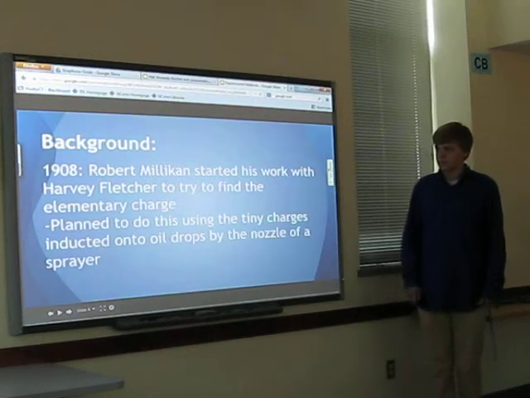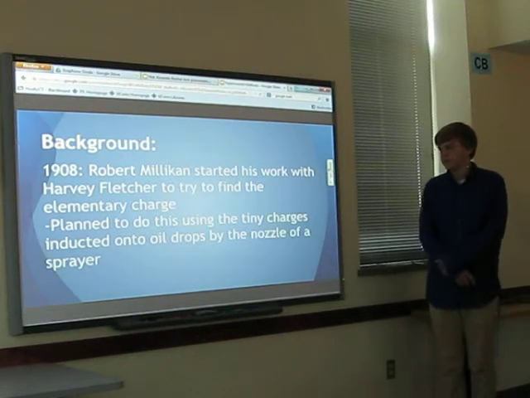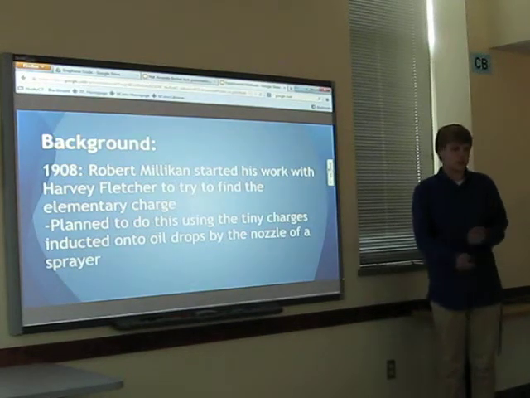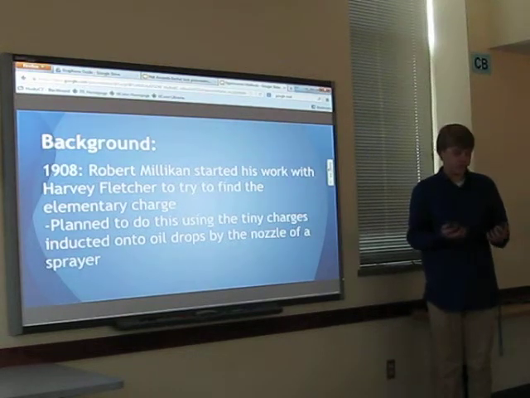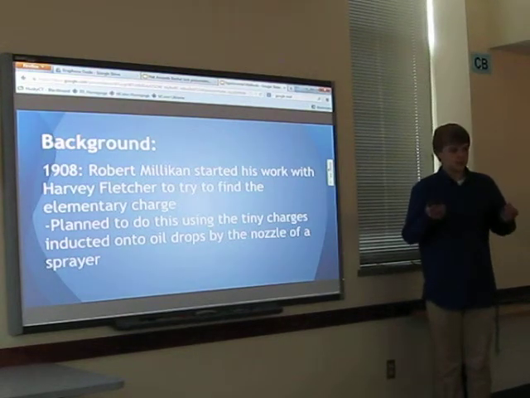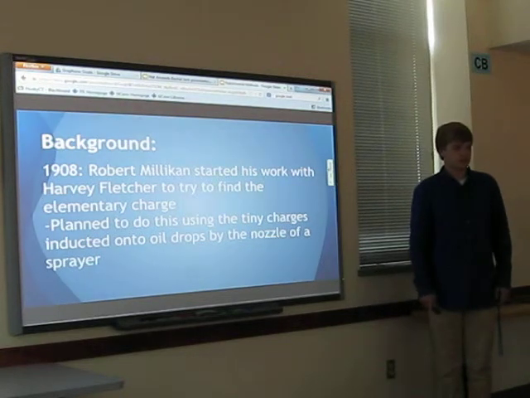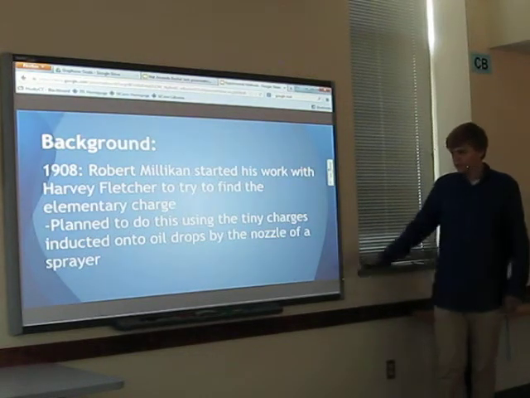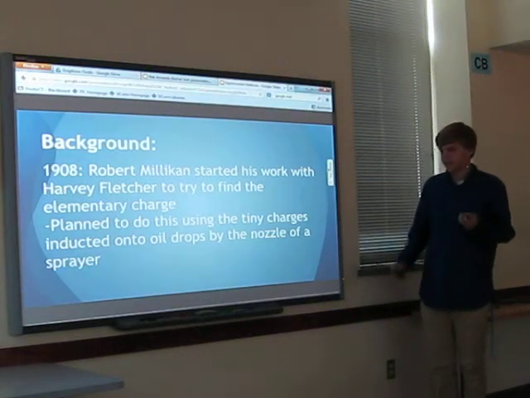So first is the Millikan oil drop method. In 1908, Robert Millikan started his work with Harvey Fletcher to try to find the elementary charge, which is extremely important to physics because it's the integer charge that we use every day. And he planned to do this using the charges induced to oil drops by the nozzle of the sprayer.